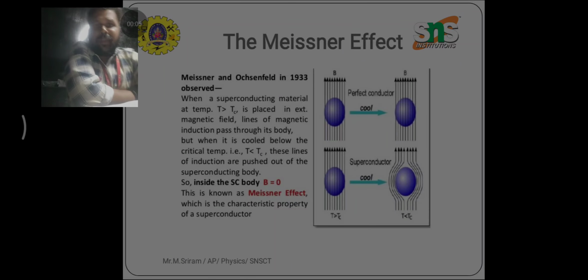In the previous video we discussed what superconductors are and the properties of superconductors. In this video we discuss the Meissner effect and the isotope effect.